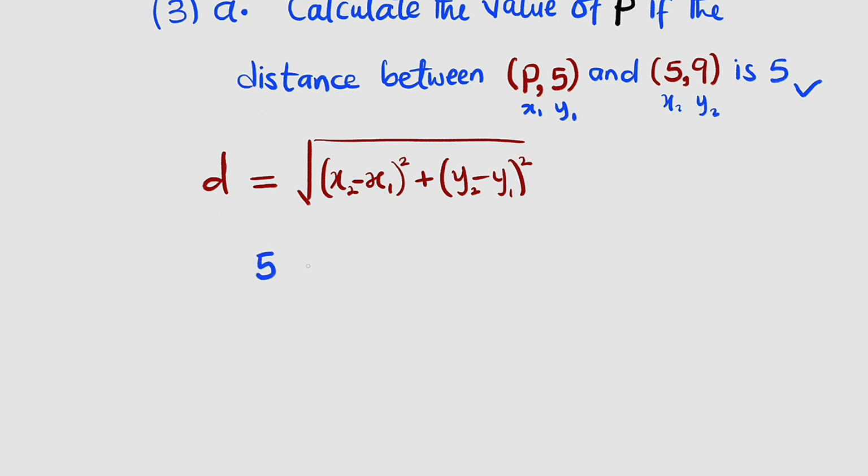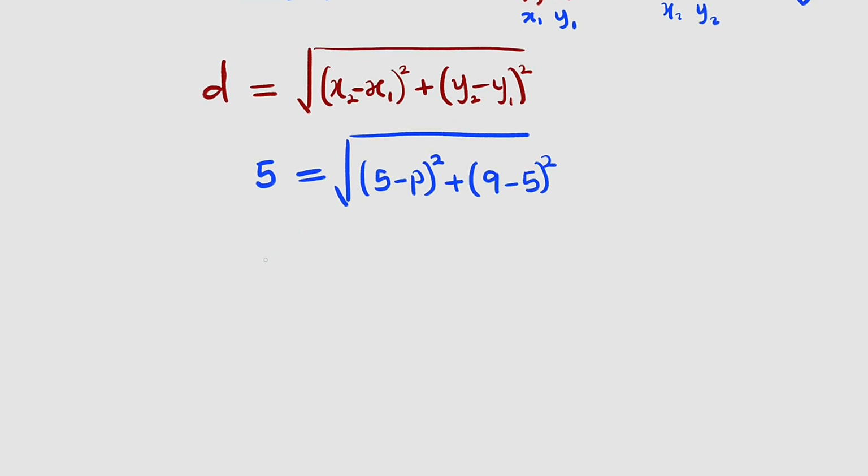Therefore 5, which is the distance, is equal to the square root of (x2 is 5 minus x1 is p) all squared. Then we add (y2, which is 9, minus y1, which is 5) all squared. From here we can square both sides in order to clear the square root. Therefore the left hand side squared will be 25. This is (5 minus p) squared.